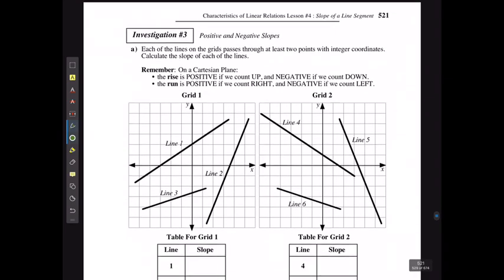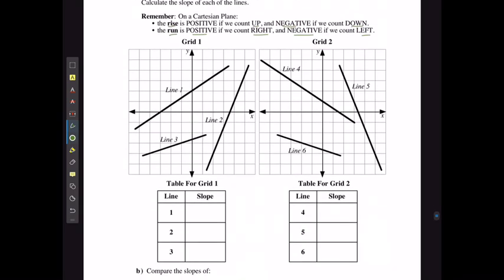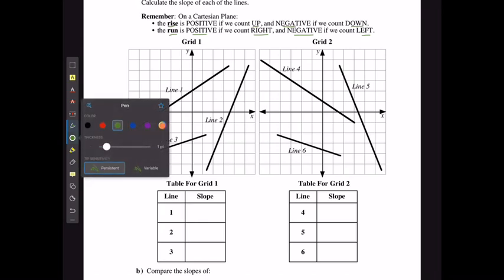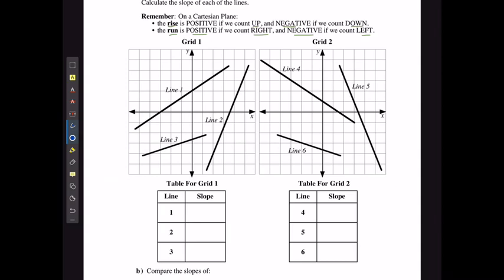If we're taking a look at positive versus negative slopes, remember, on a Cartesian plane, the rise is positive if it's up and negative if we go down. The run is going to be positive if we move right and negative if we move left. Well, because we typically, when we're doing slope, always read from left to right, then if I'm trying to find the slope of these, I can just pick any points that exist on here and reduce the fraction.